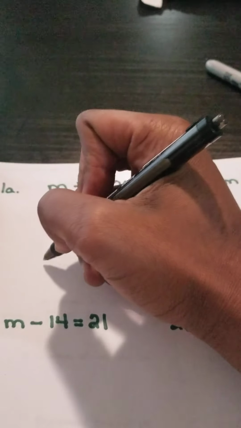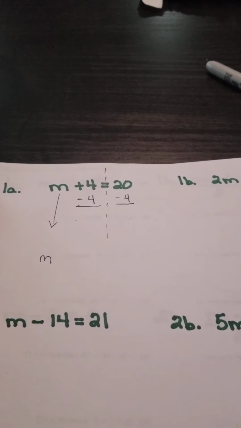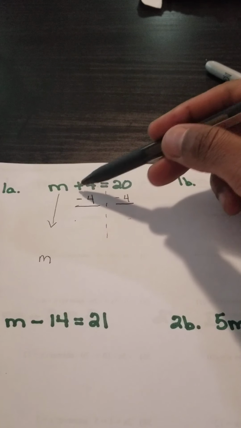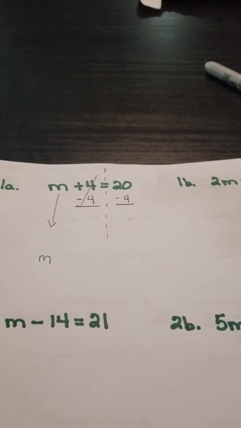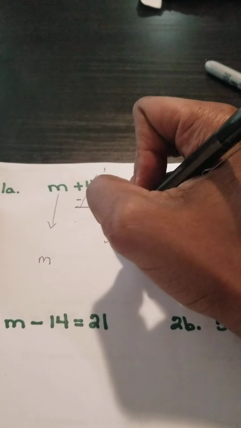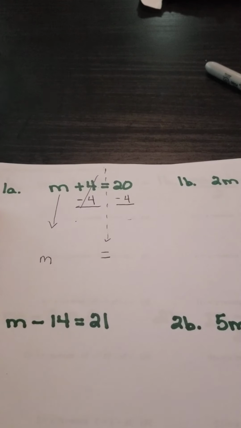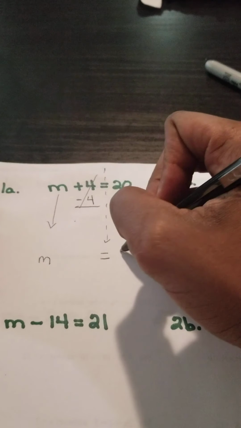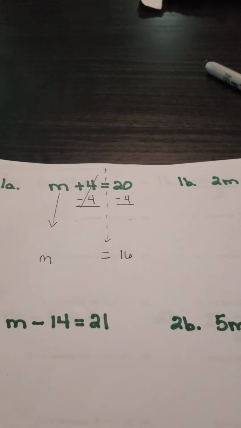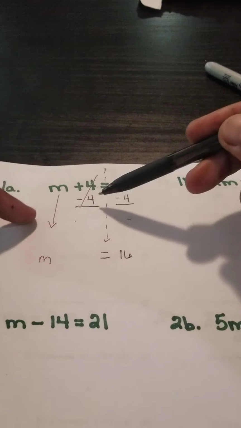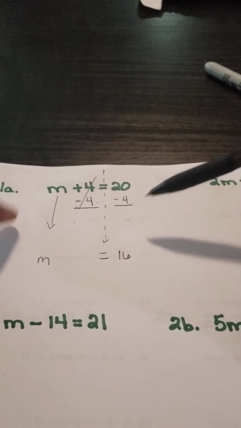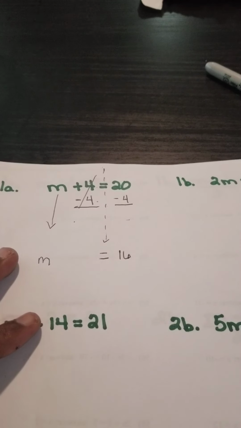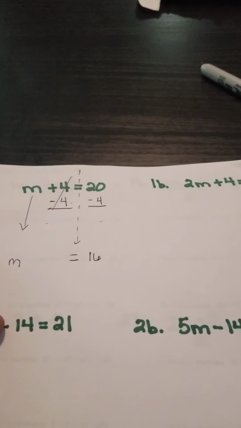I always bring down my m. Positive 4 minus 4 is 0. Get rid of that. I bring down my equal sign. And then I have 20 minus 4 is 16. So that's the one-step equation where we did the opposite. We did the opposite of addition, which was subtraction. And that's one step. So now let's take a look at how we can do this in a two-step equation.